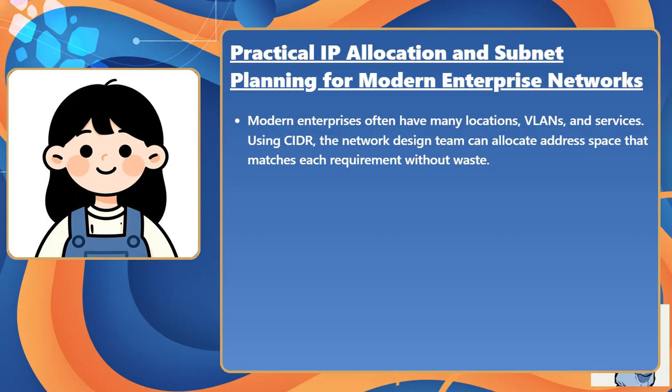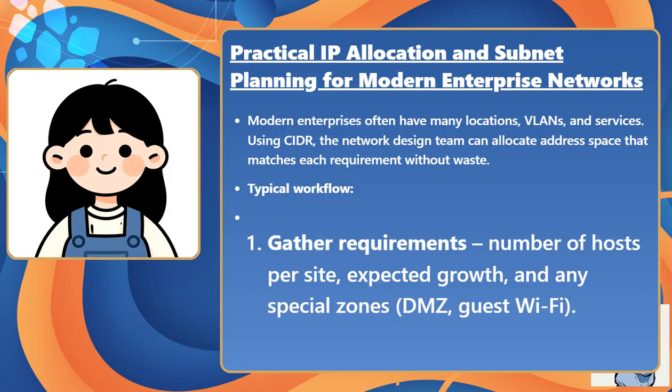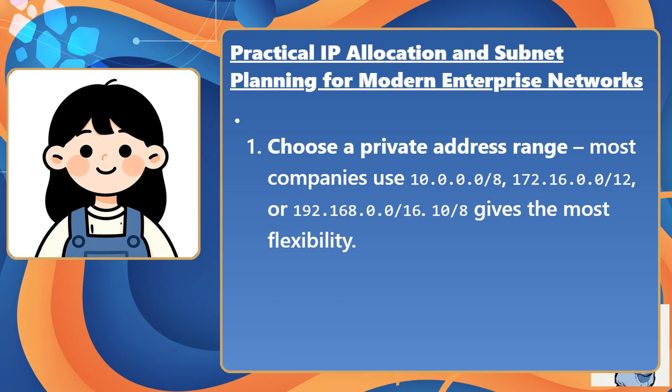Using CIDR, the network design team can allocate address space that matches each requirement without waste. Typical workflow: gather requirements, such as the number of hosts per site, expected growth, and any special zones like a DMZ or guest Wi-Fi. Choose a private address range. Most companies use 10.0.0.0/8, 172.16.0.0/12, or 192.168.0.0/16. 10/8 gives the most flexibility.